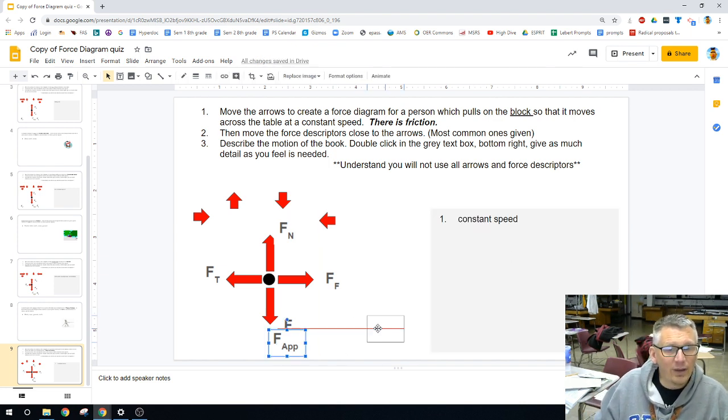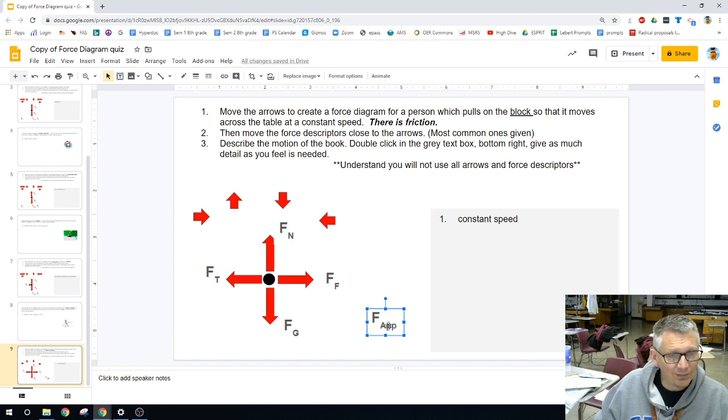Now, some of you may have wanted to use the applied force. This is going to be a push. Most of the time it's going to be a push. When we have a rope, we're going to have tension.